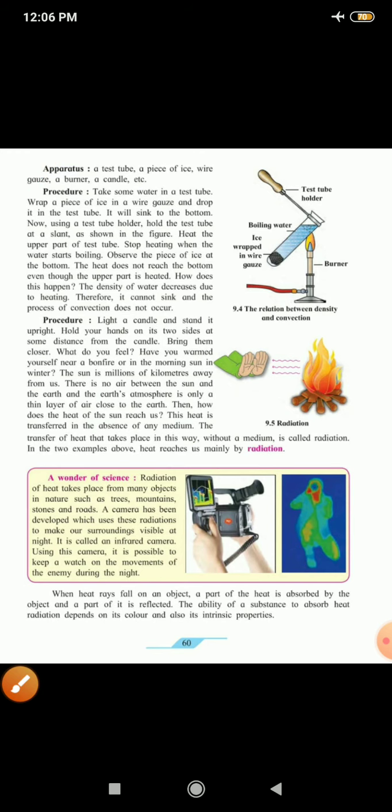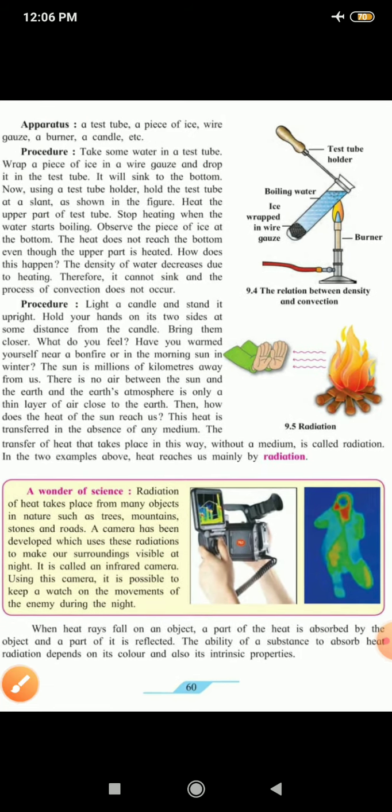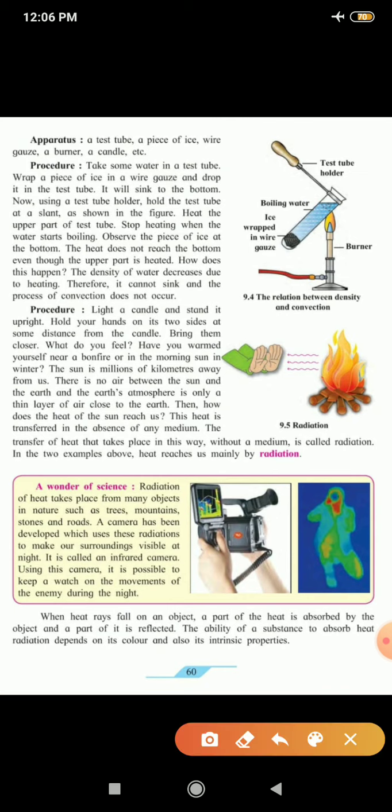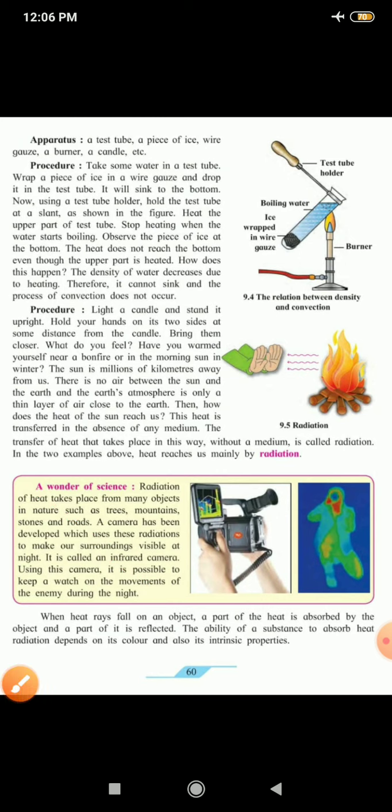Now you can see the yellow box here. Cancel it. It is a deleted portion. The yellow box, full yellow box. Yes. Now, when the heat rays fall on an object, a part of the heat is absorbed by the object and a part of it is reflected.